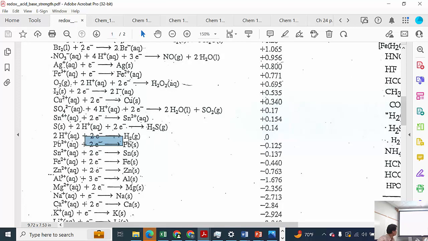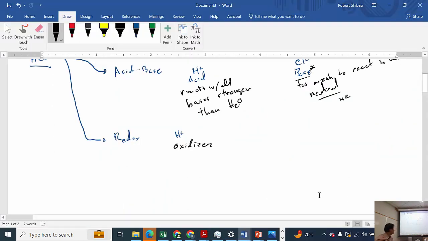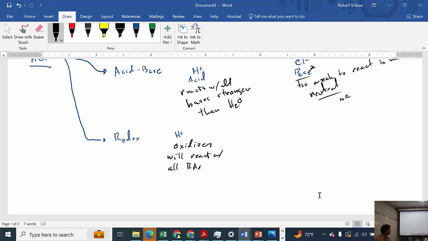So is lead stronger or weaker than hydrogen? Oh, wait, no. It's on the right side. So we got it flipped. It's stronger. And so what I'm going to say here is, because this is not a comprehensive table, all I'm going to say is this. This is an oxidizer, will react with all reducing agents, RAs, stronger than hydrogen. And that includes lead, iron, zinc, etc.